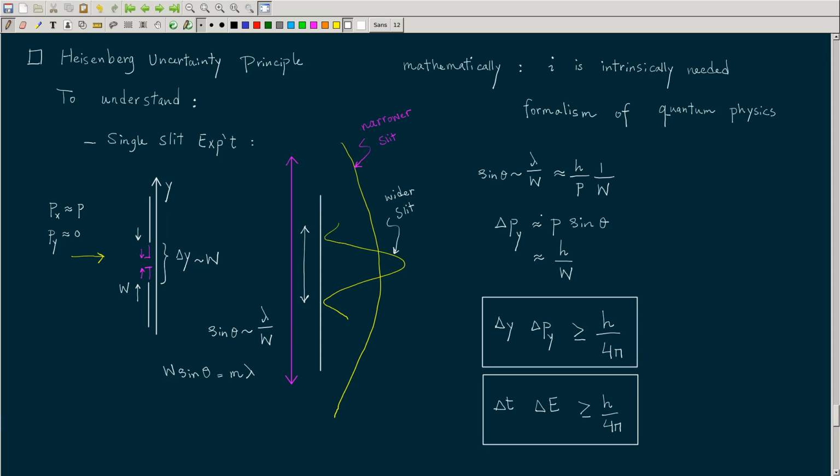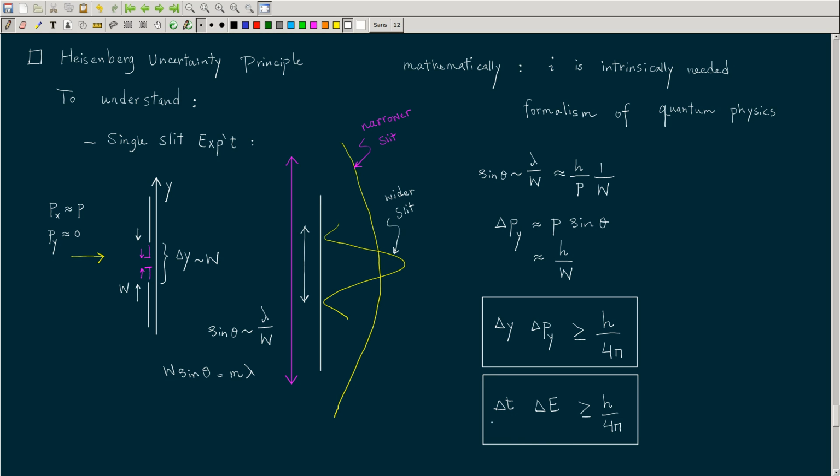And if you do the calculation in the single slit that we did, this is just an approximate calculation, you will get h. But the correct formula, if you do standard deviations and go meticulously over the calculations, you'll find h over 4 pi. So this is the formula, and y and py are sometimes called conjugate variables. You can actually use time and energy instead of y and py, and this is actually true too.